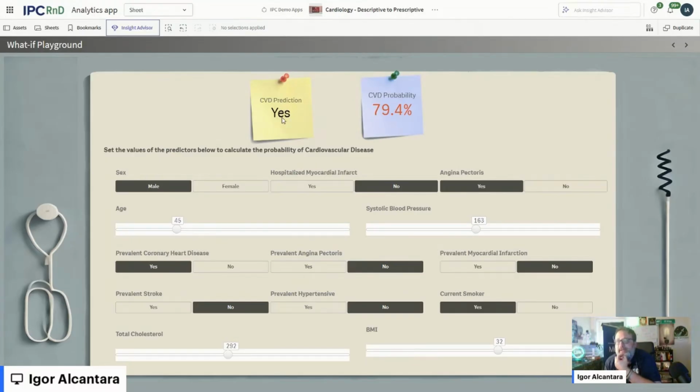So we're predicting this patient should develop cardiovascular disease. And we know it's a male patient. They had some preconditions, 45 years old, and high cholesterol, high blood pressure, high BMI, and also a smoker. So all of the red flags. But we can run simulations.